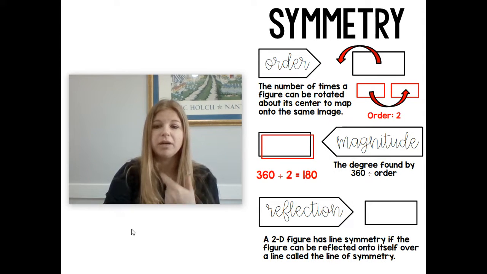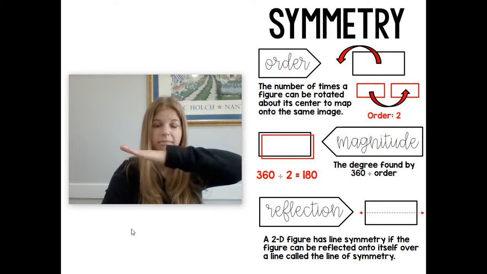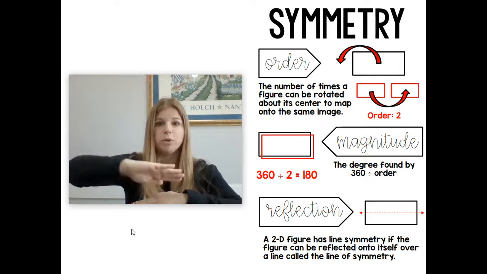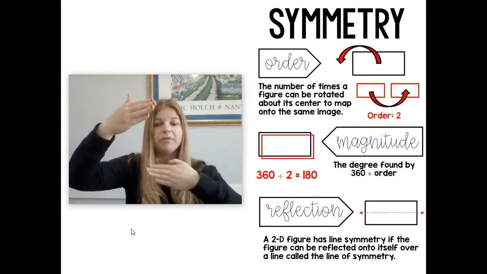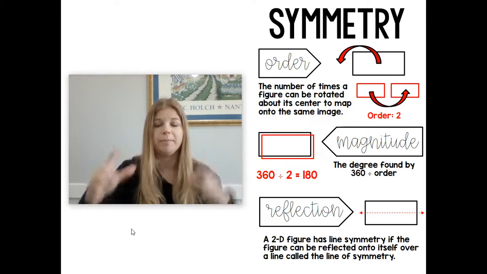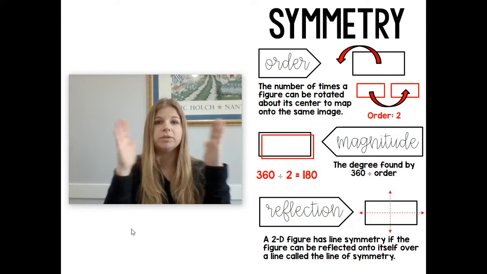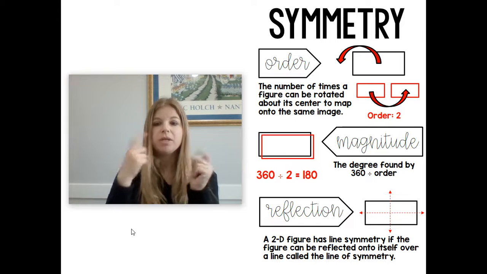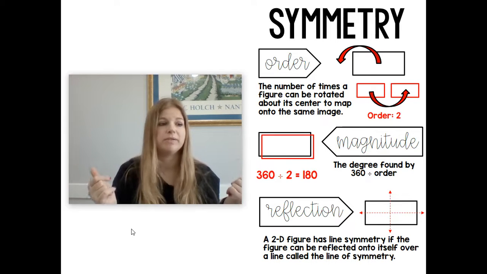Now, this figure here, this rectangle, has line symmetry horizontally because I can cut a line through the figure and have the top fold over. Imagine that was a piece of paper. You could fold it in half that way and it would perfectly map onto itself, or I can fold it vertically. And if I fold it that way, it also maps onto itself. So this figure has 2 lines of symmetry.